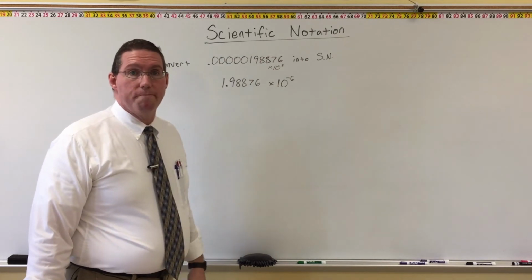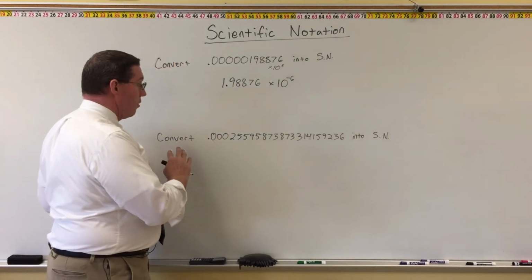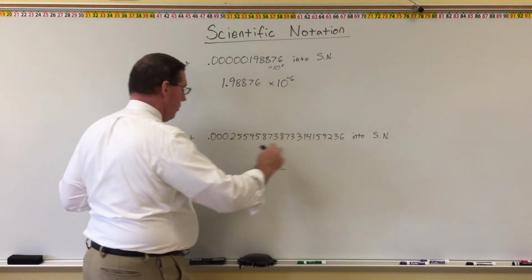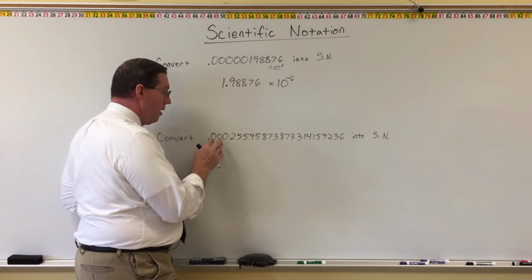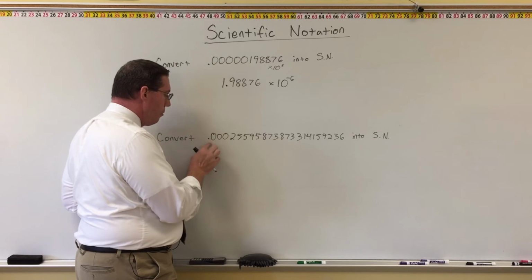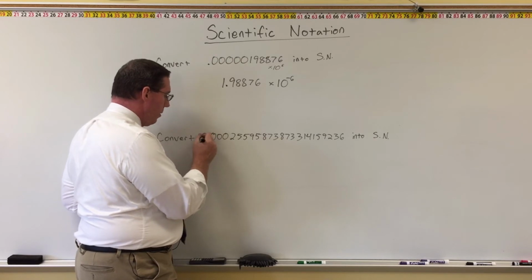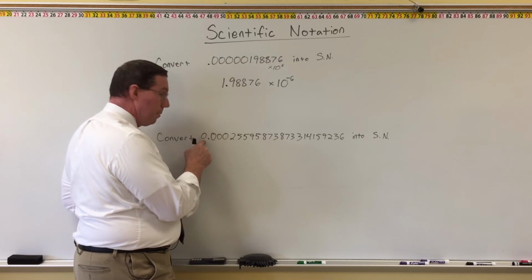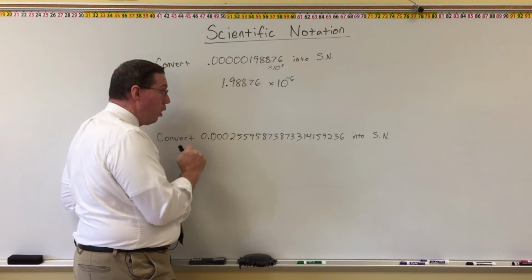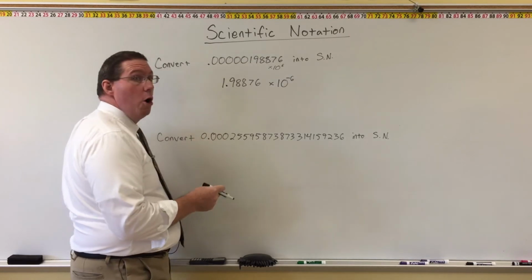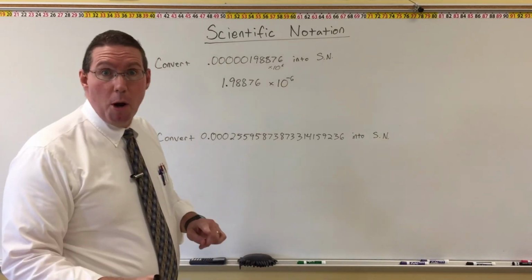Let's do one more of those. So now we've got this crazy long number. Now, it's technically less than 1. How do we know the number is less than 1? Let's put a 0 up here because the number up here is a 0. So this number is smaller than 1. Therefore, we know that we're going to have the negative exponent.